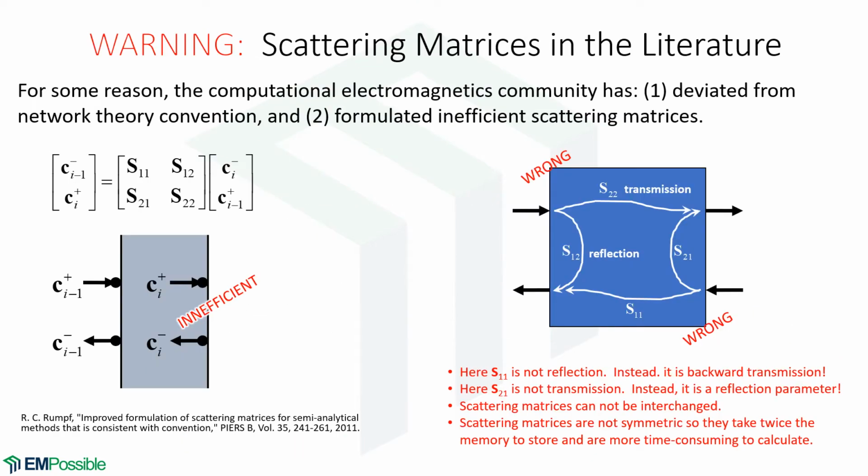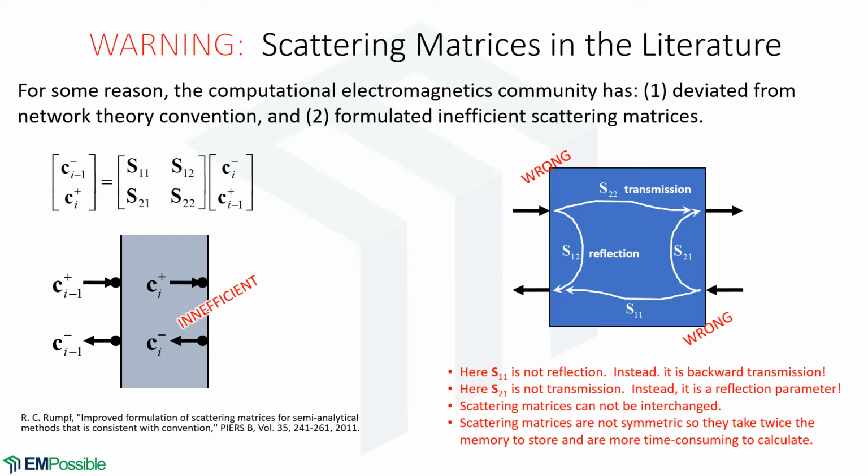This is a warning. If you read the literature on scattering matrices where it relates to semi-analytical methods, so this is things like transfer matrix method, rigorous coupled wave analysis, method of lines, and some other things, the scattering matrices used throughout the literature are almost always, I want to say that they're wrong, but mathematically they work. They get the right simulation results. It's just that they do silly things.